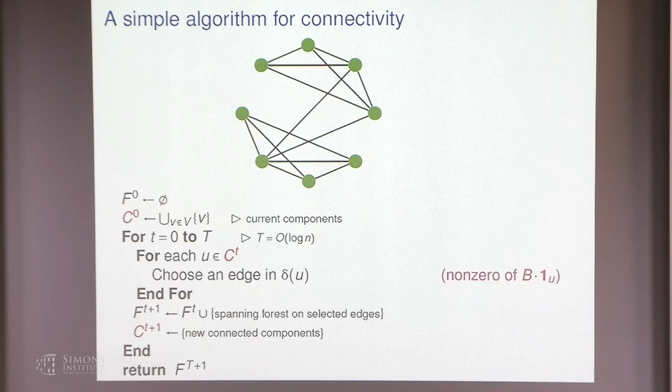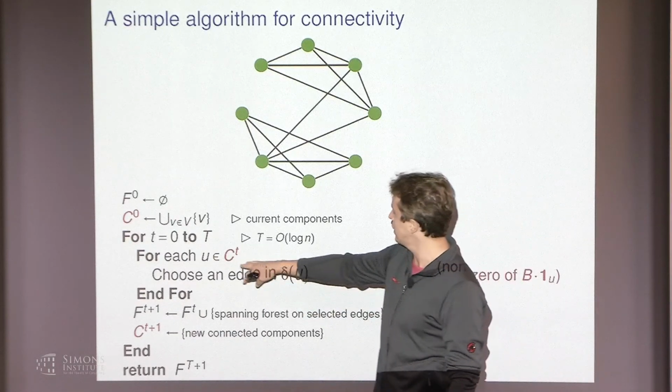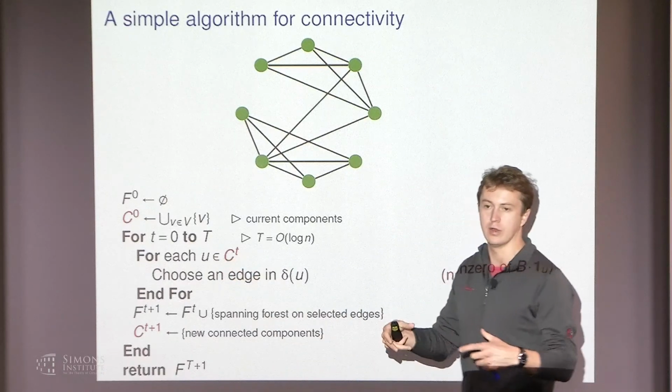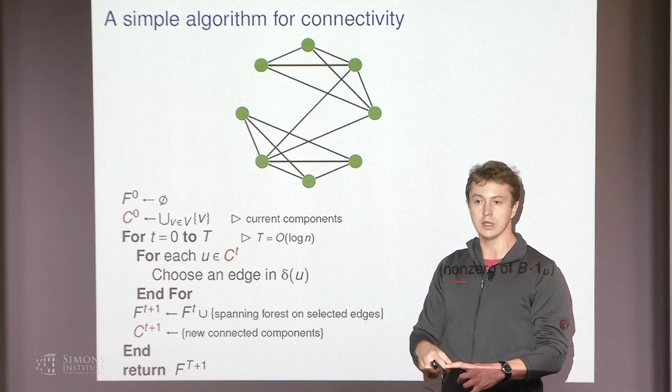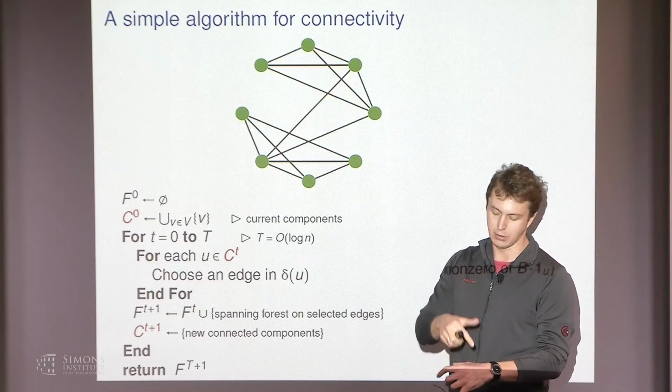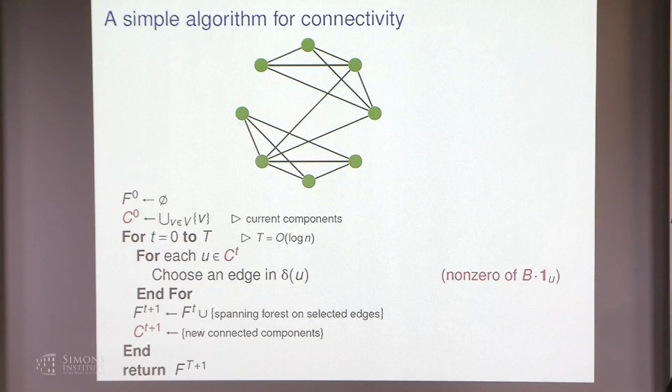Then the process proceeds over a logarithmic number of rounds, and in each round we do the following. We look at every connected component in the graph so far, and for every connected component, we look at the corresponding cut that separates the vertices in that component from the rest, and choose one edge. Every component selects one edge from this cut. Then we look at this set of edges, recompute the new spanning forests, and proceed.